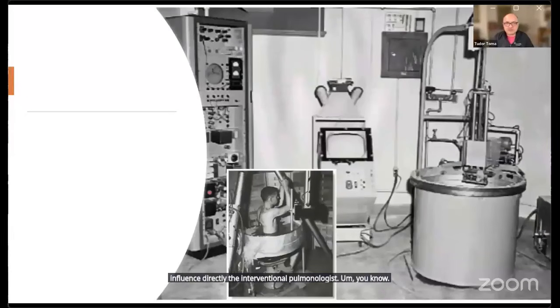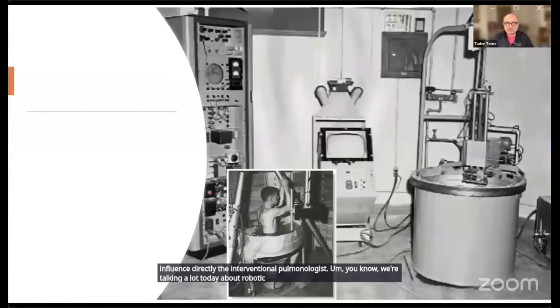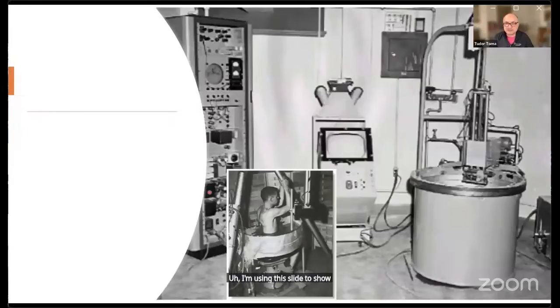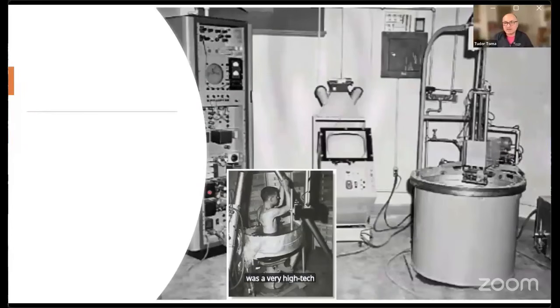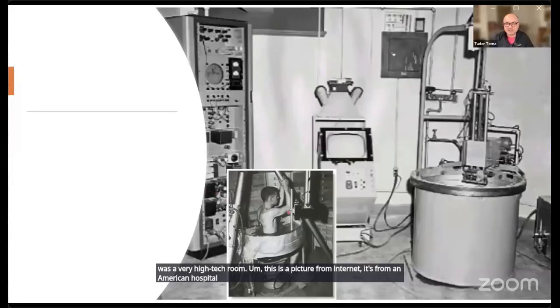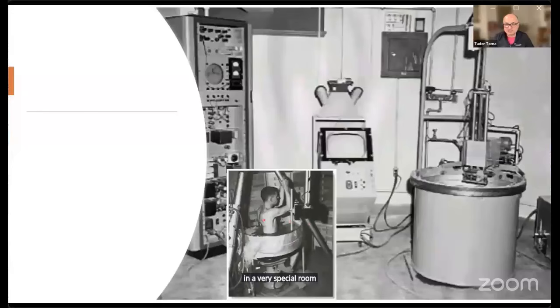We're talking a lot today about robotic bronchoscopy and about busy and high-tech bronchoscopy rooms. I'm using this slide to show you that in the 1960s, thoracic ultrasound, or actually an ultrasound room, was a very high-tech room. This is a picture from the internet. It's from an American hospital, and you see that the patient had to be in a very special room. It was dipped into a bath to be able to be scanned and so on.